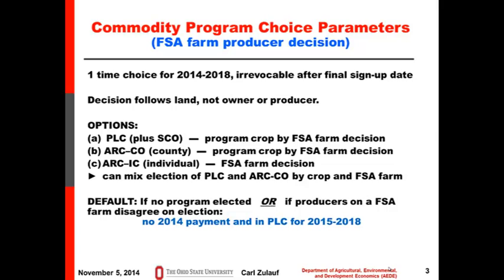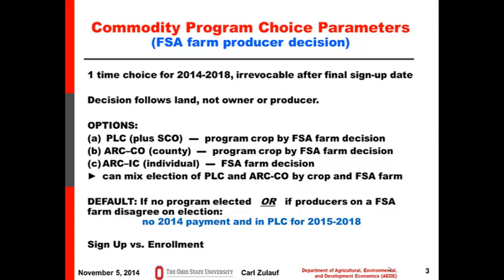So while there is a default option, this is the default option that has a cost. And the cost is that you really have no program choice. You are in PLC. And the other and far more potentially important cost is that you would not be eligible for any payments in 2014.